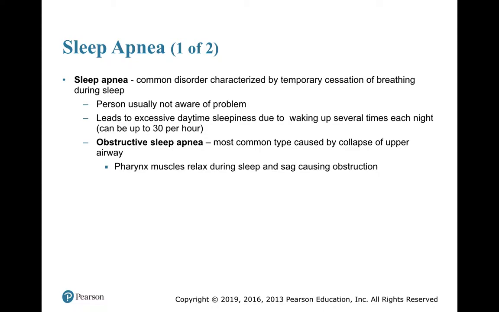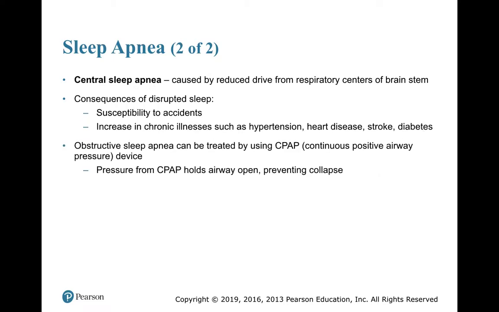Obstructive sleep apnea is the most common type, and it's caused by a collapse of the upper airway. Pharynx muscles relax when we sleep, and they sag to cause the obstruction. Central sleep apnea is caused by a reduced drive from the respiratory centers in the brainstem. The consequences of disrupted sleep include susceptibility to accidents, and an increase in chronic illnesses such as hypertension, high blood pressure, heart disease, stroke, and diabetes.